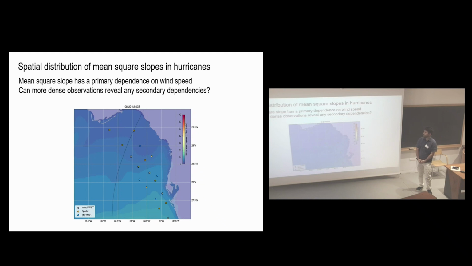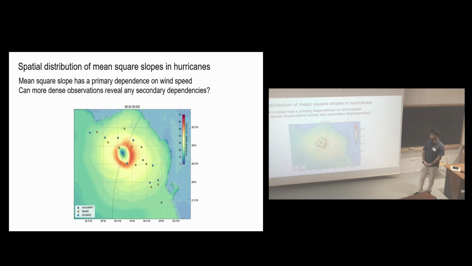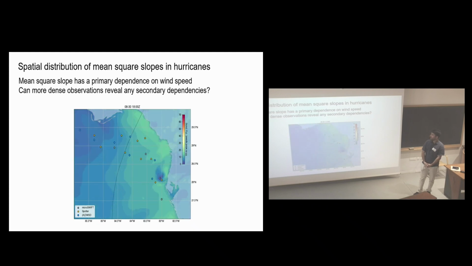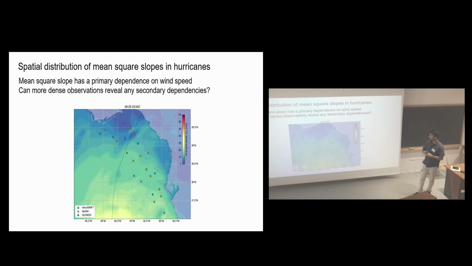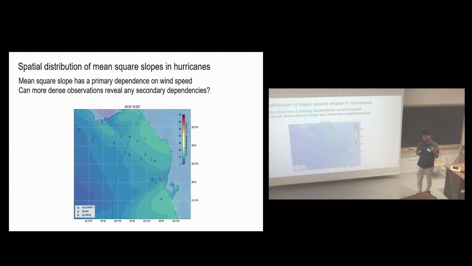And so, right, we know that mean square slope has this primary dependence on wind speed, especially at low wind speeds, where it tends to be linear. But what we're wondering is with this data set we've collected in Hurricane Idalia, which is much more spatially dense, if we can find and uncover any secondary dependencies on the hurricane itself and how it varies within the storm.